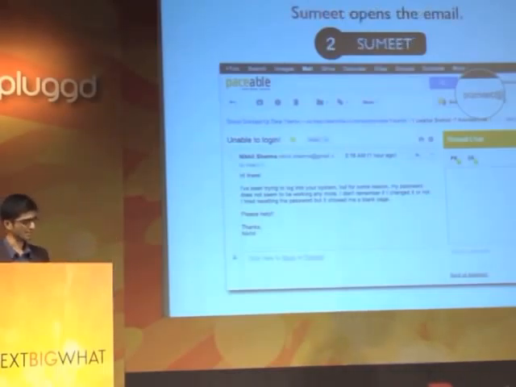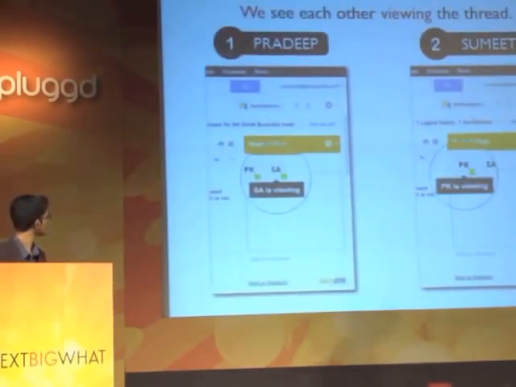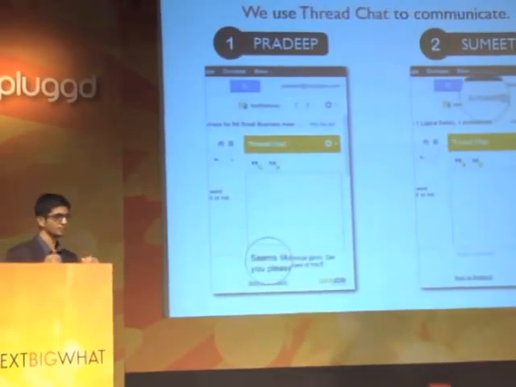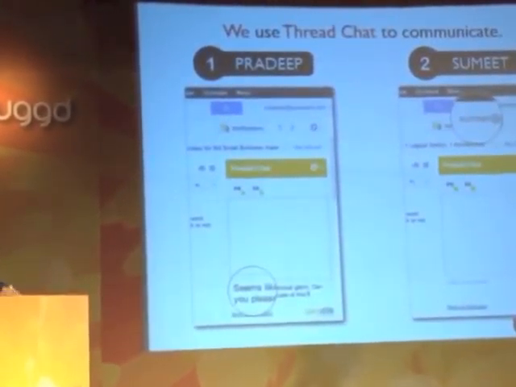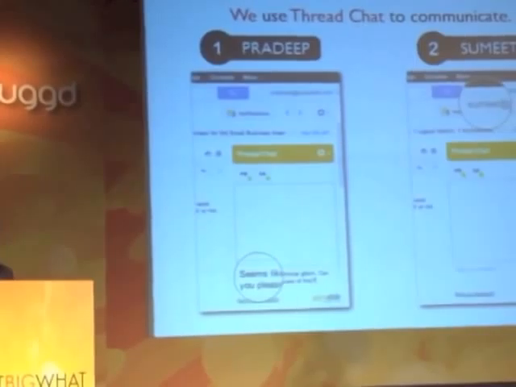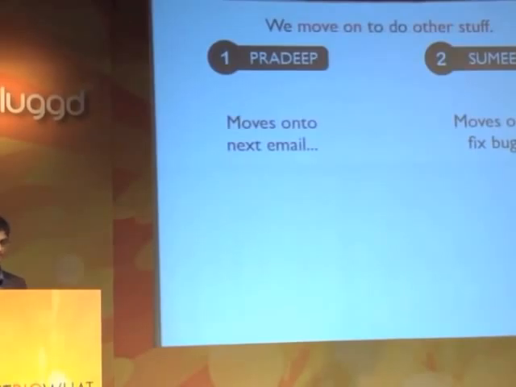Sumit also opens the email, and I'm now going to show you side by side what we see. The first thing that we see is that we see each other viewing the thread. So I immediately can use this feature that we are calling thread chat to communicate. So I say, hey, this looks like a technical glitch. Can you please fix it? And he instantly receives that message. He complies, and he moves on to fix the bug, whereas I move on to read other email.